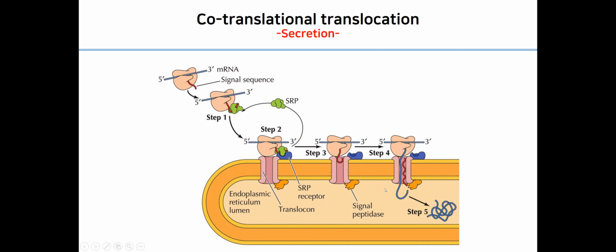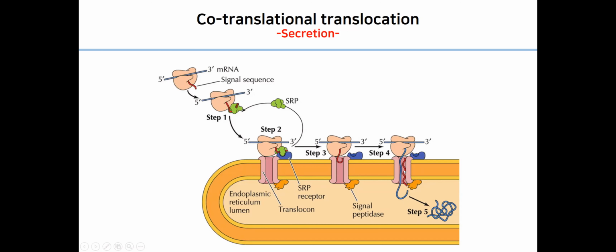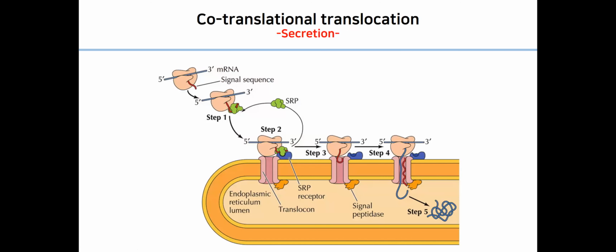Once it is modified in the ER, as I told you, it will be sent to the Golgi apparatus by vesicles and then secreted out of the cell. I don't handle the detail of this vesicular transport in this presentation because there is too much content today. So I want to focus on this transmembrane transport, how it is recognized and how it is translocated from the cytosol to a specific membrane.